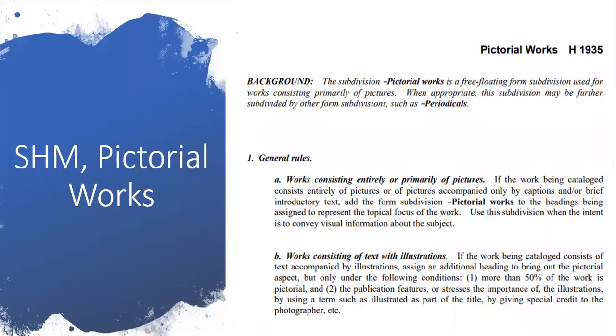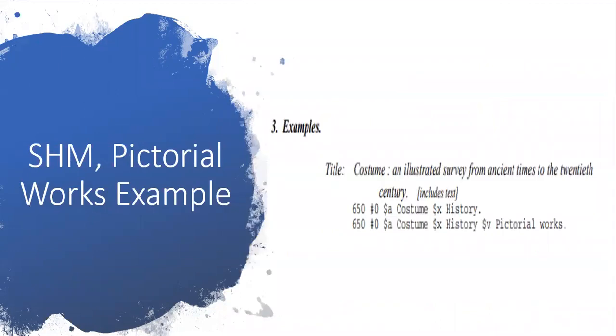Okay. So we're going to move on to the Subject Headings Manual. And this is a screenshot of H 1935, which shows us that pictorial works is a valid subdivision, because sometimes you need to double check your subject headings and make sure that they are valid. Okay, and then this is the Subject Headings Manual entry for pictorial works, and they give you that example of costume history, pictorial works. So you can check that out in H 1935. And remember, the Subject Headings Manual is free for anyone to use.